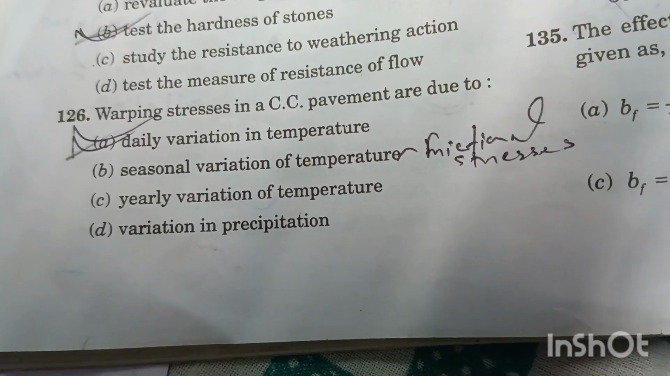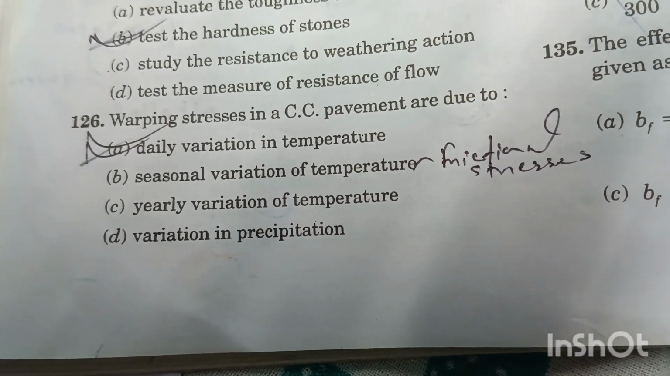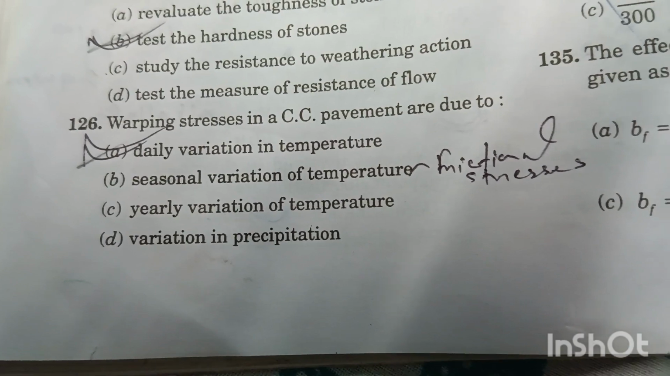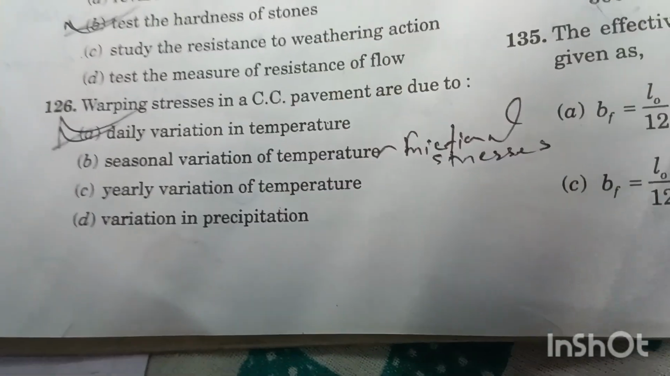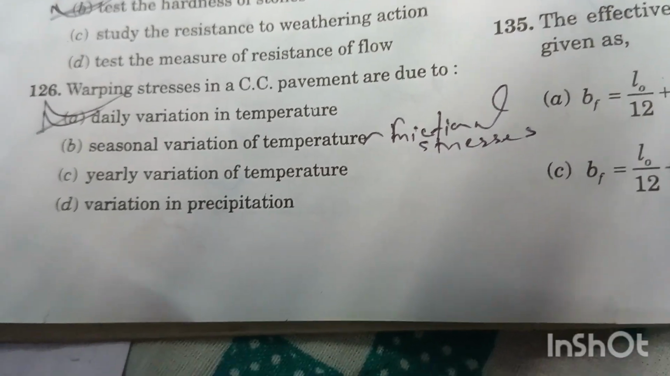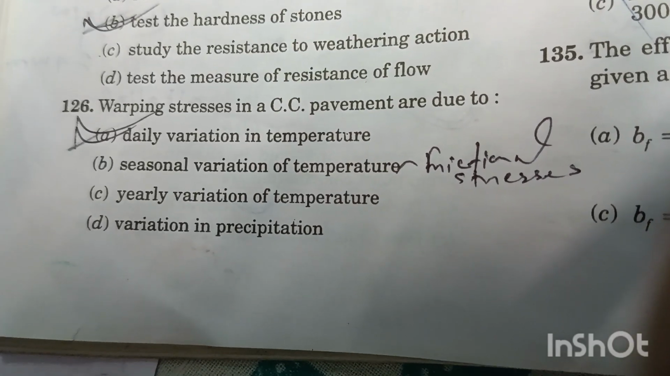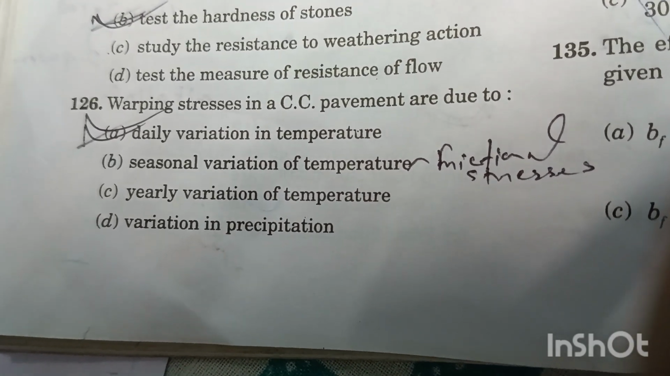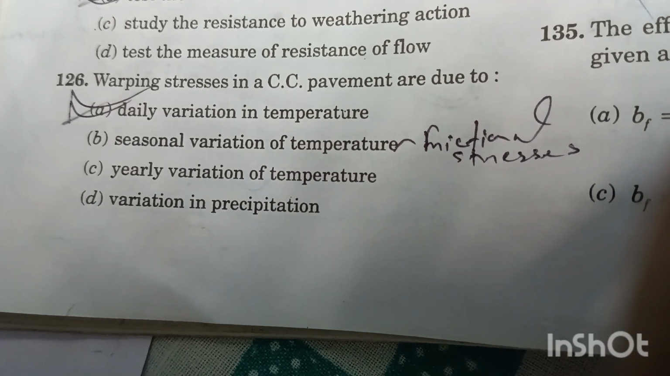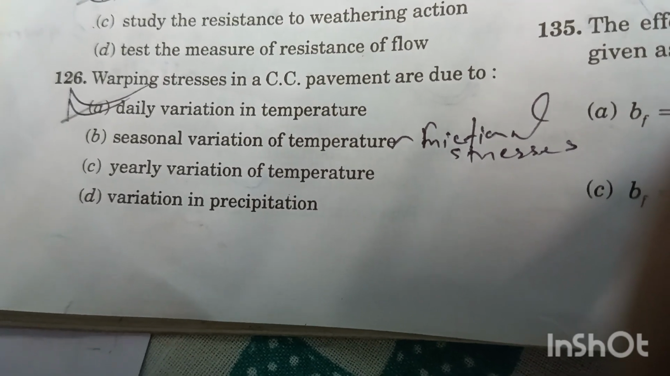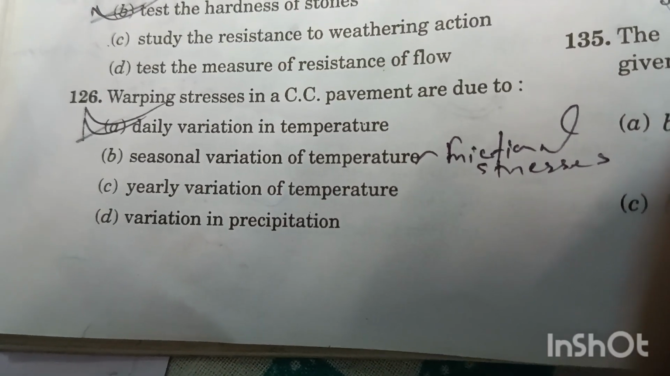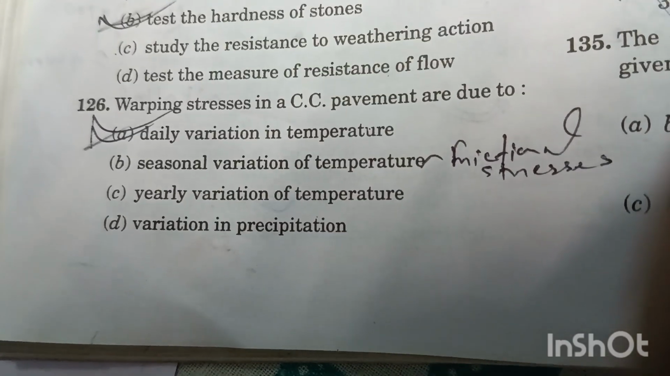Warping stresses in cement concrete pavement are generated due to the difference of temperature between the top and bottom of the cement concrete pavement slab. The warping stress generated in a reinforced cement concrete pavement during summer midday is tensile in the bottom fiber and compressive in the top fiber. During daytime, the top surface of the pavement is at a higher temperature as it is directly exposed to the sun than the bottom surface. Therefore, a temperature difference occurs between the top and bottom layers, which causes warping of the pavement. The case is opposite at night time. So it is daily variation in temperature. Option A is the right answer.